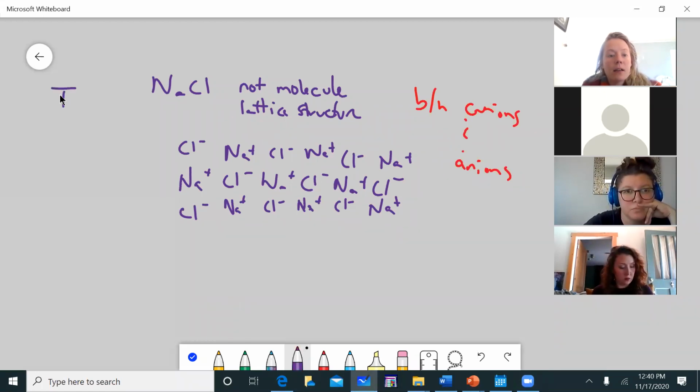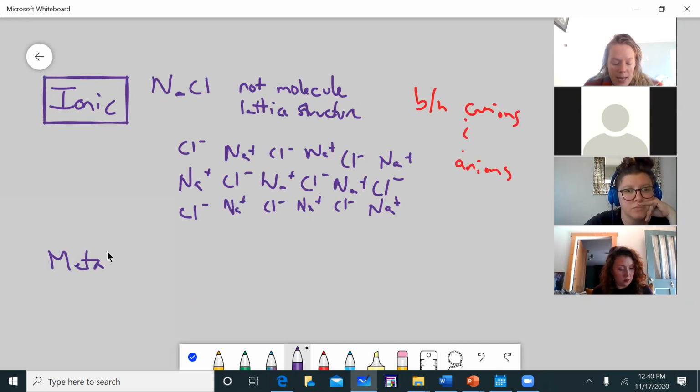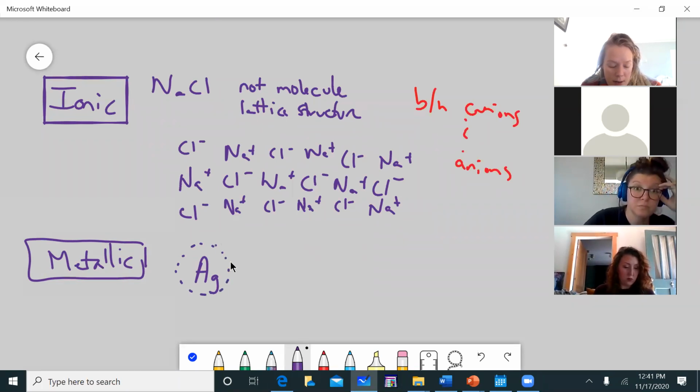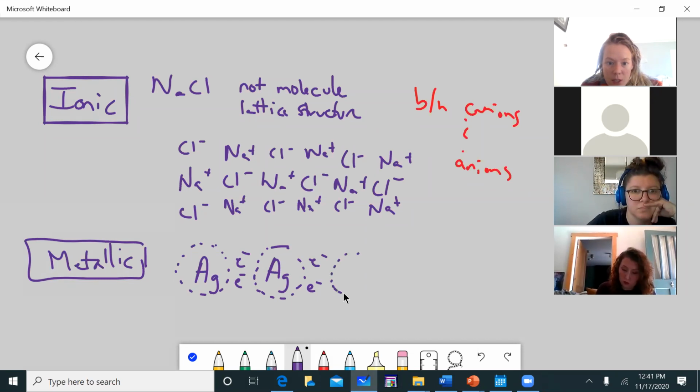so here we've got ionic, metallic, let's just go with, what do we want to do? Do silver. So we've got silver, Ag, and we've got our electron cloud around it. And then I've got these electrons, and I'm actually going to put them in between the silvers, because the electrons, I don't even want to say they're being shared. They're just free to float through this structure. And so this electron could end up, you know, all the way down here.